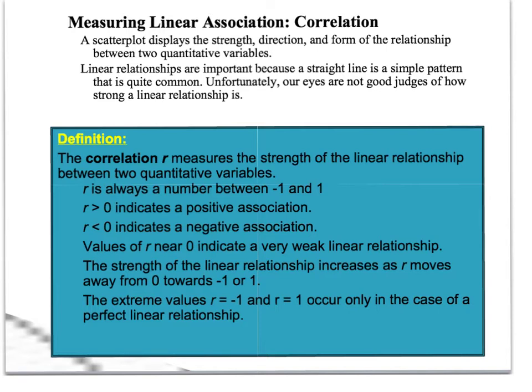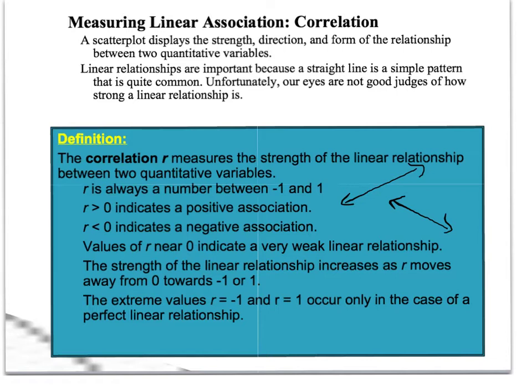If R is positive, it means that there's a positive association. If R happens to be negative, then it indicates a negative association. So a positive association would be something where if I were to connect the points, I would get something that increases, where a negative association would be something where if I connect it would be going down.